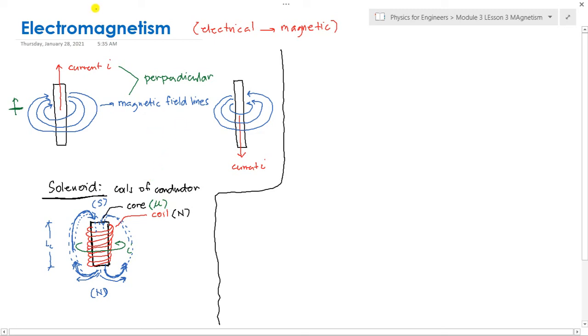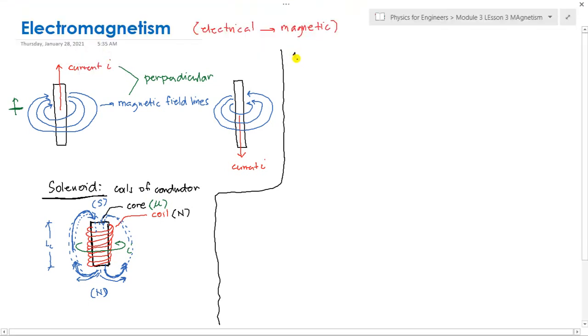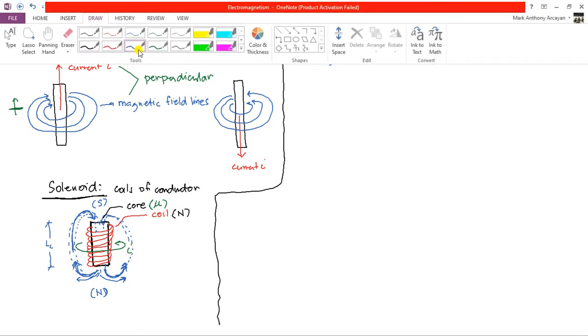So here, we quantify the strength of our solenoid, or any electromagnet. The first parameter to quantify, we are going to call this the magnetic field intensity. I will show you three parameters. It might be a bit confusing to some of you, but we will clarify them.